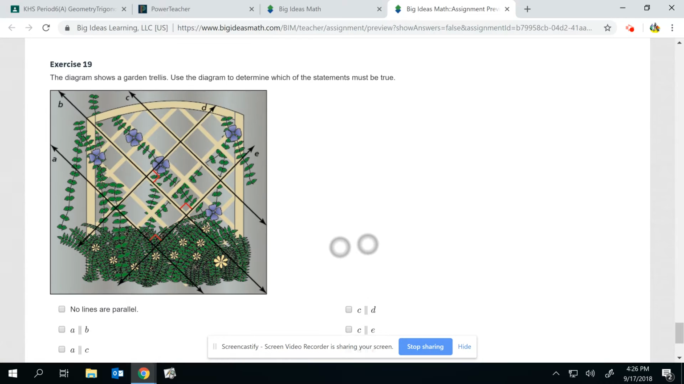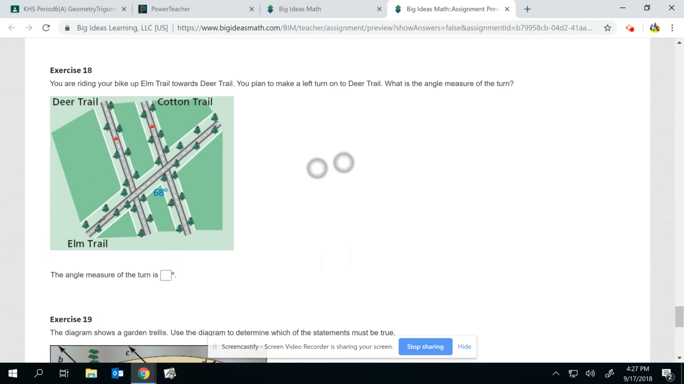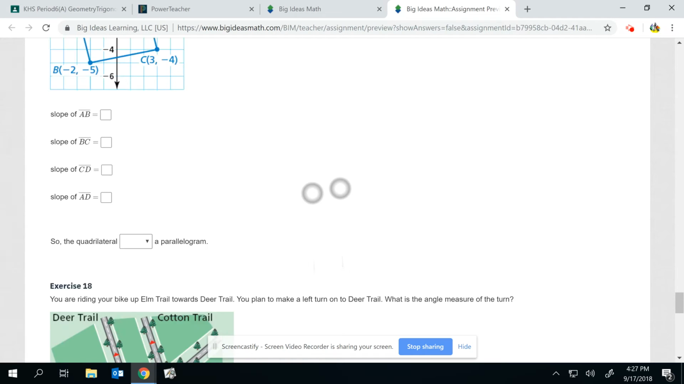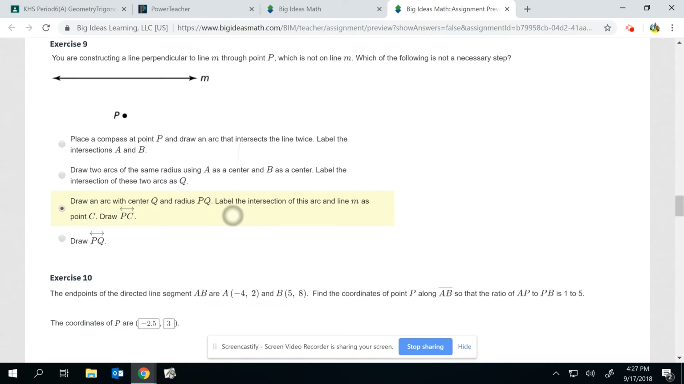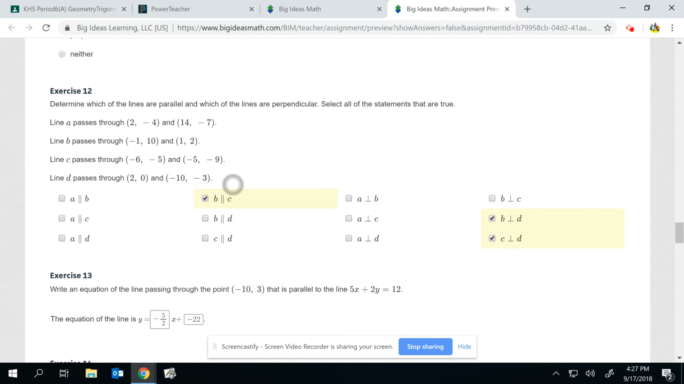Oops, went too far there. My bad. Always does that for some reason. Okay, 17. Why is it doing that? Okay, sorry guys. Keep skipping all over the place.